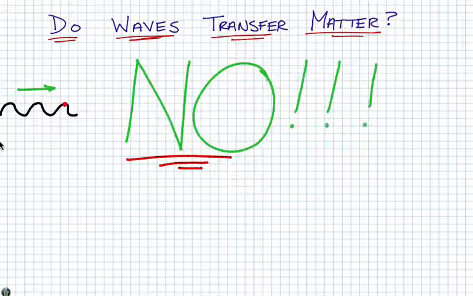That's an actual piece of matter. Is that matter actually moving left to right? Nope, moving up and down. So the matter itself is not actually being displaced. Okay, so if matter is not being displaced, then what is actually being displaced?